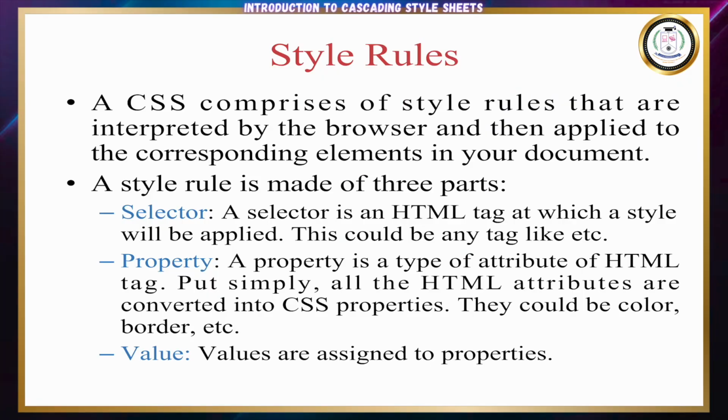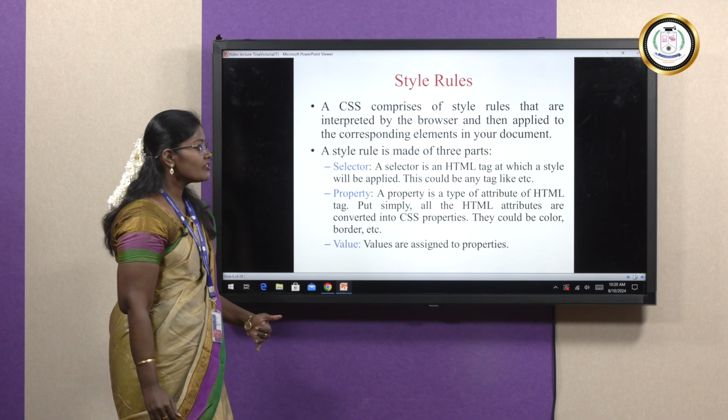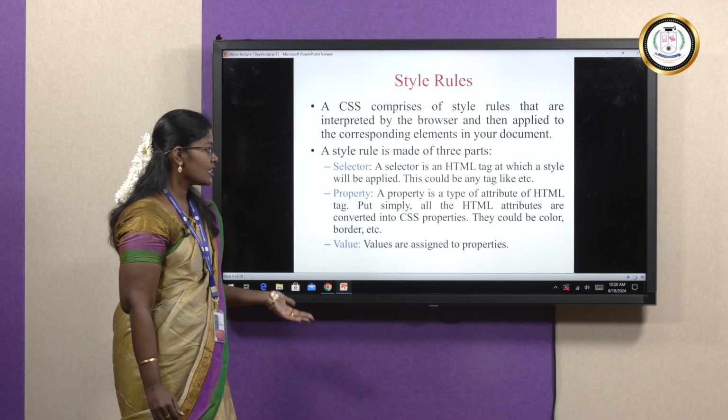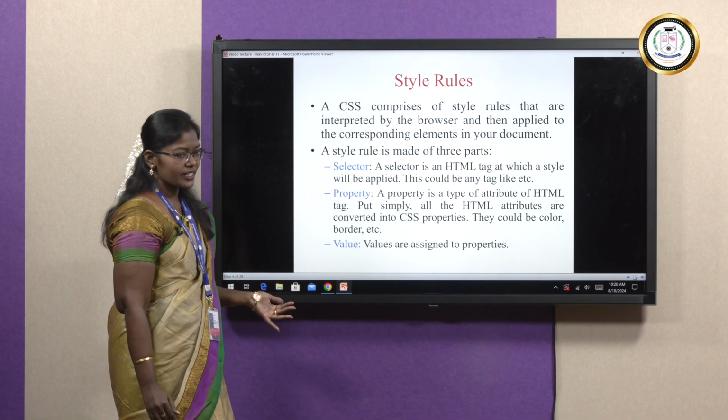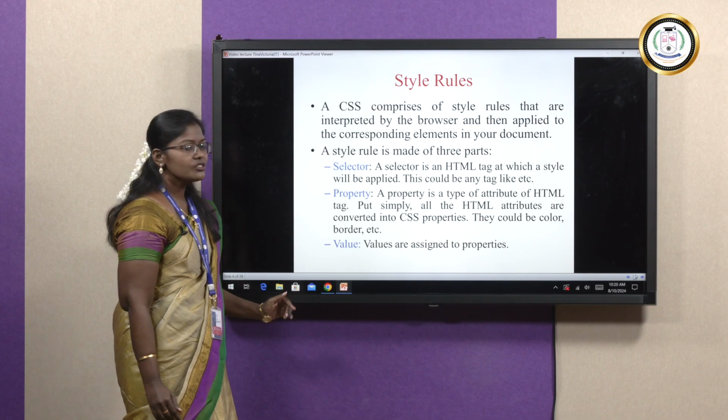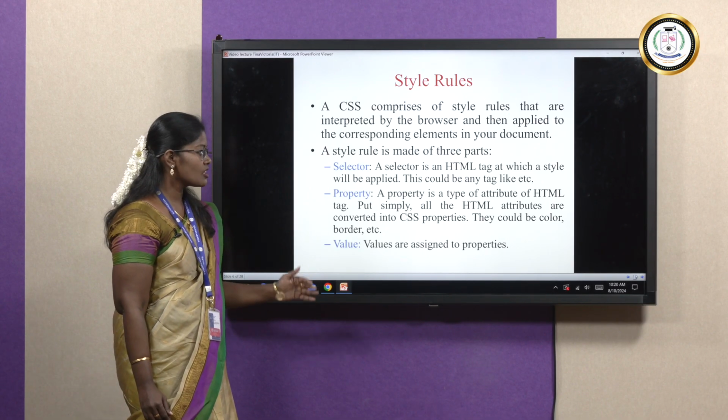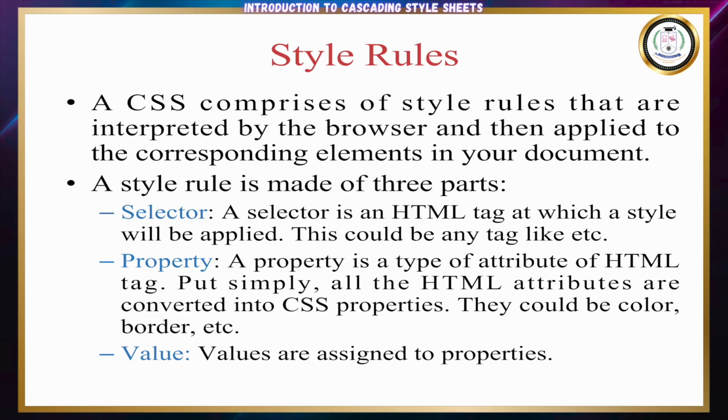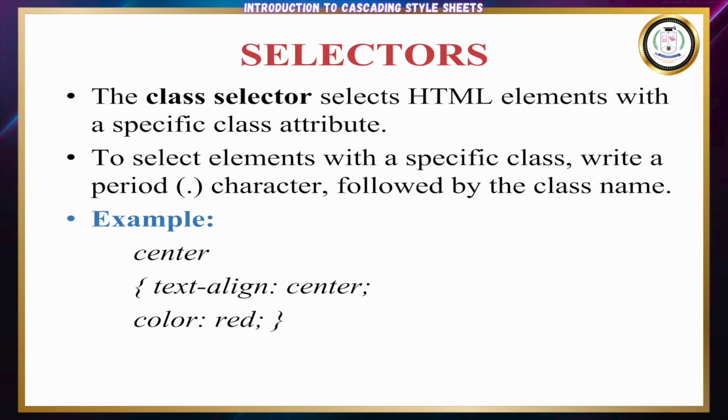Property. A property is a type of attribute of an HTML tag, but simply all the HTML attributes are converted to CSS properties. This could be color, border, etc. And values are assigned to the properties. For example, color blue is your property and value. Then selectors. A class selector selects HTML elements with the specific class attribute.